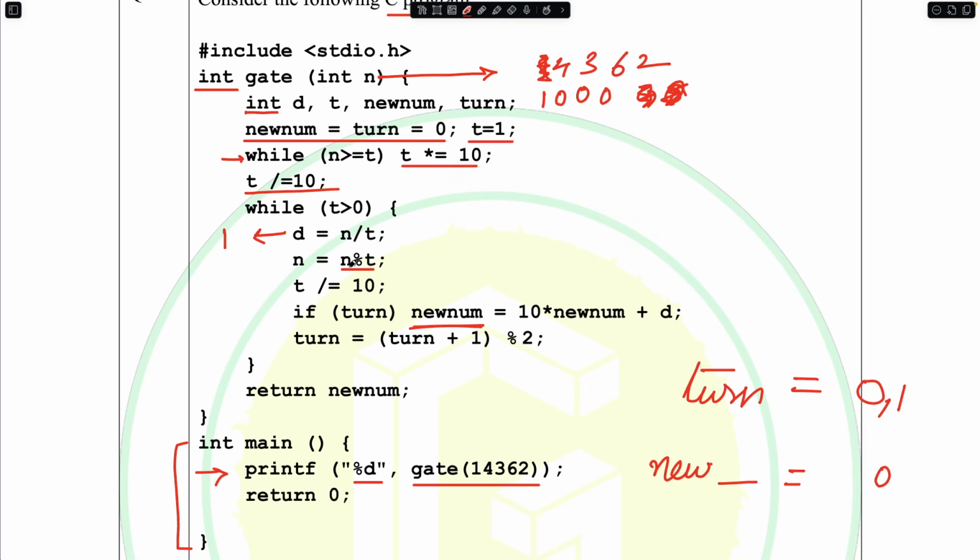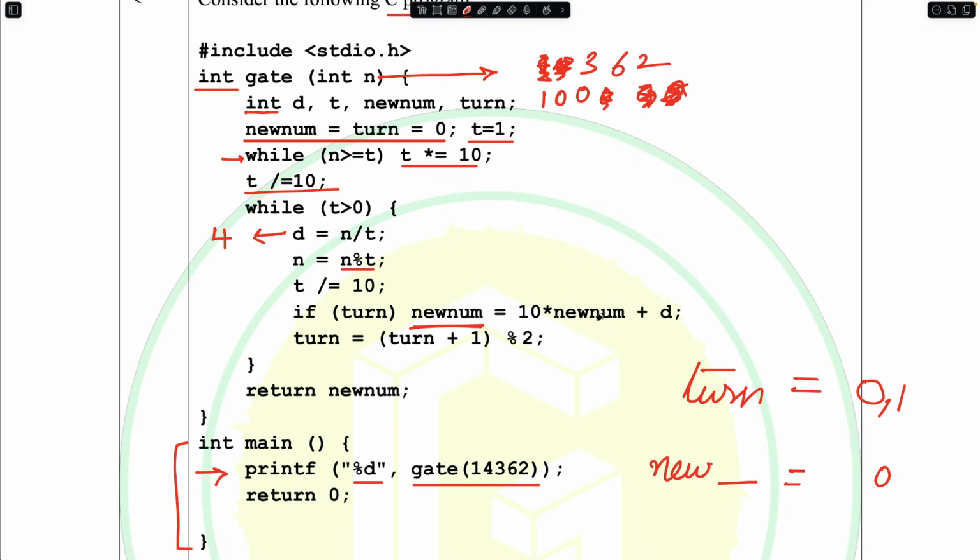Let's go to the second iteration. Now t is greater than 0, yeah, 1000 is greater than 0. Now d is going to become what? This whole number divided by this whole number is going to give you what? 4 point something, and that is going to become 4. So this is going to become 4. N is going to become what? This particular operator is going to basically remove this 4 from here also, right? T is going to become what? 1 0 is removed. Okay, turn is 1, so this particular statement is going to be run, right?